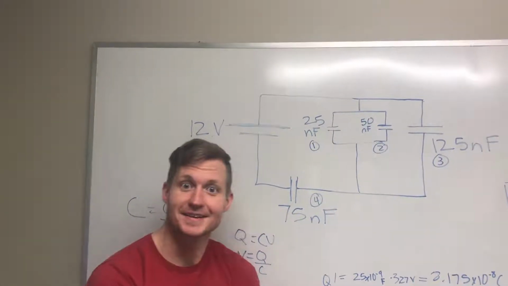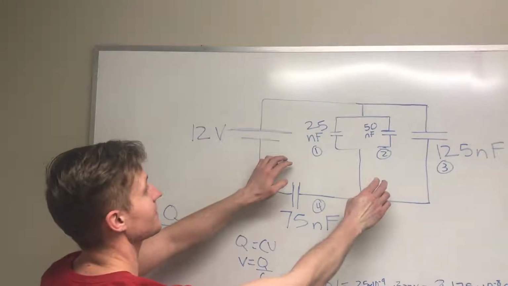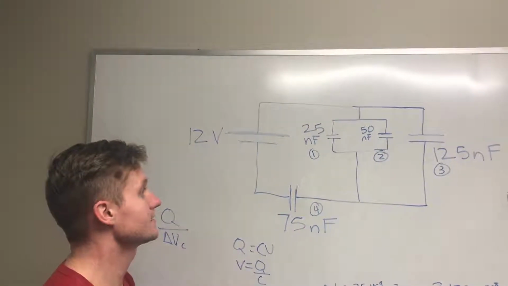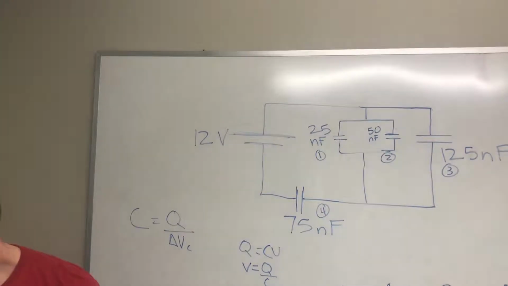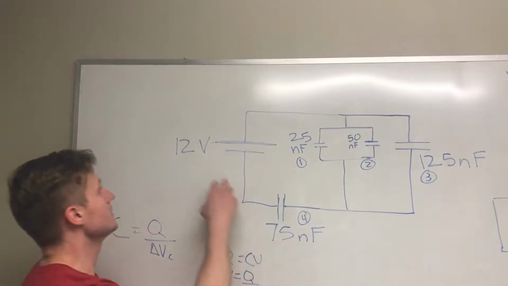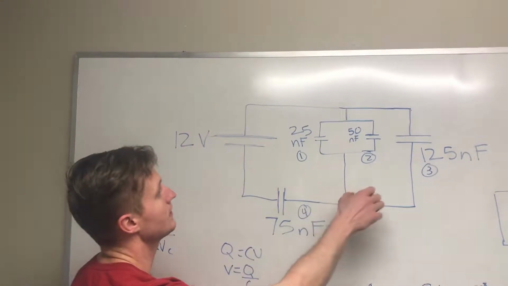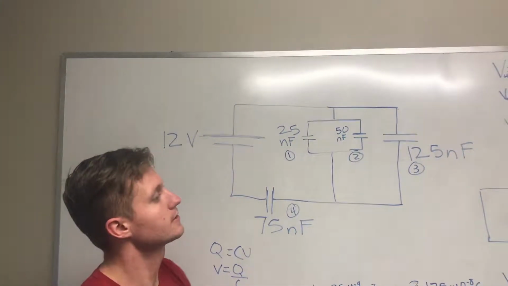I'm Zach, and we had problem number 8, which gives us this circuit and tells us that we need to find the potential across and the charge built up across each of these capacitors. So here's our incoming voltage, and we have these 3 capacitors and this capacitor here.